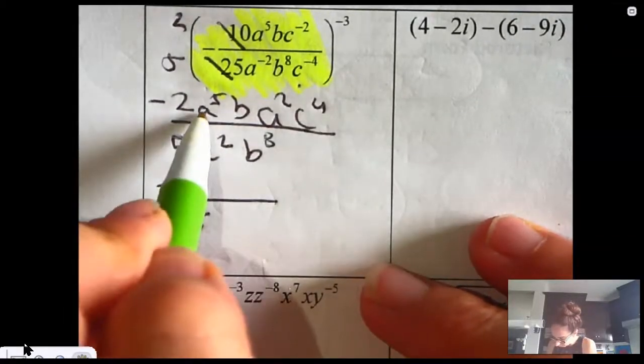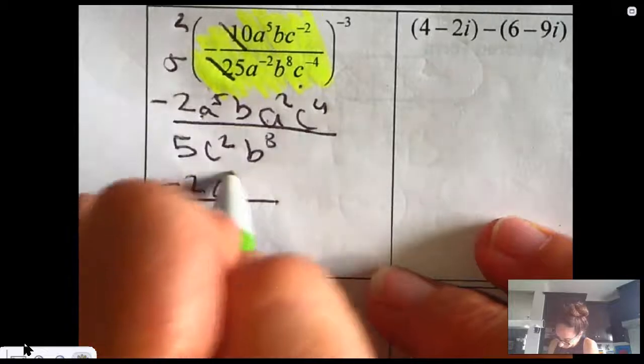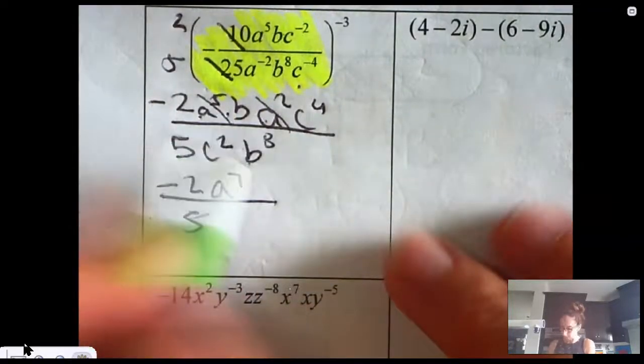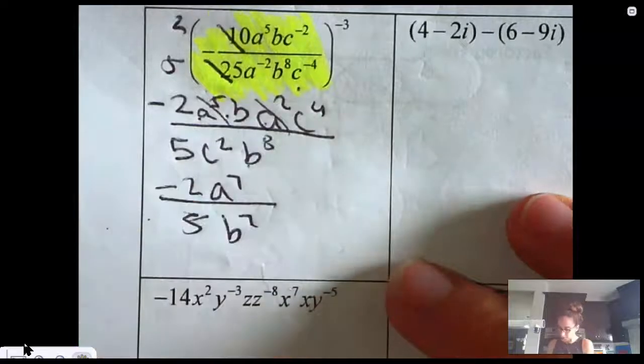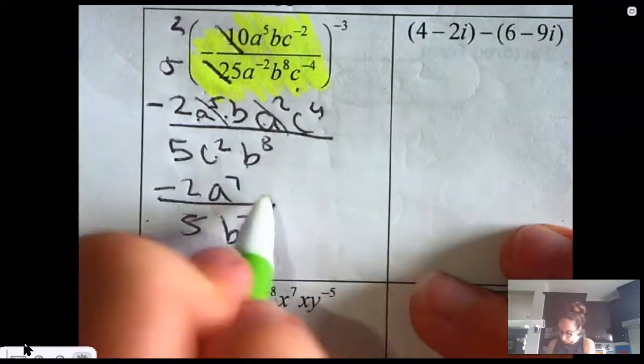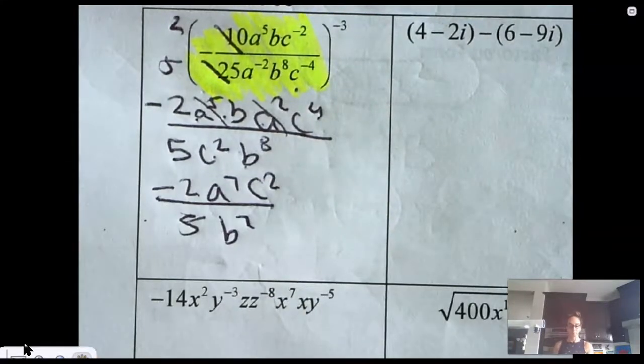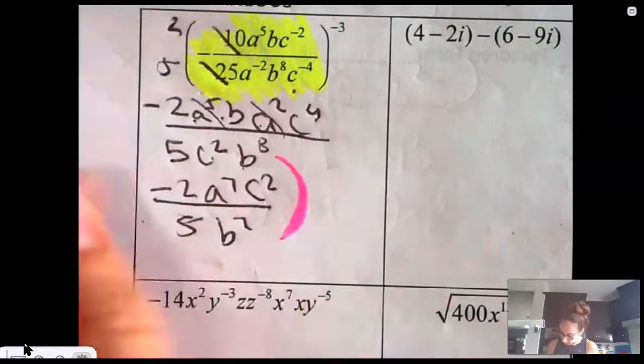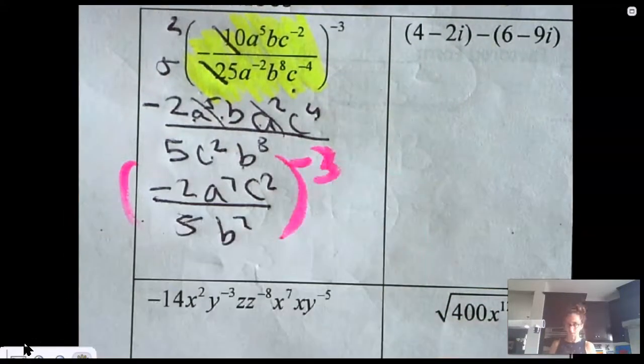Let's see. I have 5 A's and 2 A's, so now I have 7 A's. I have 1 B on top and 8 on the bottom, so I have 7 more on the bottom. 4 and 2, I have 2 more on the top. Now that I made all that less messy, now I can take it to the -3rd.